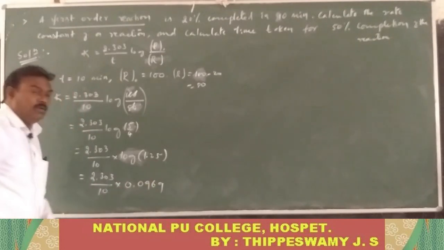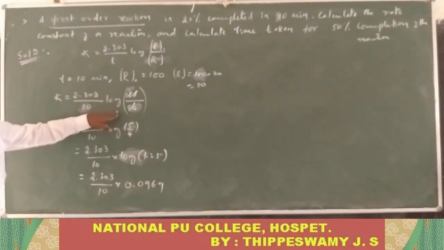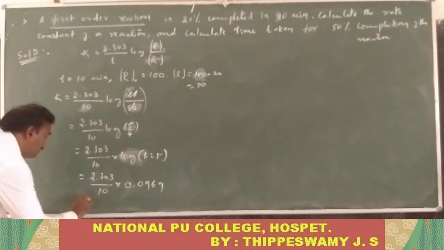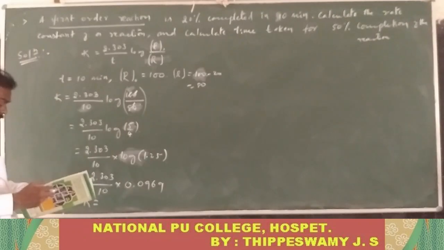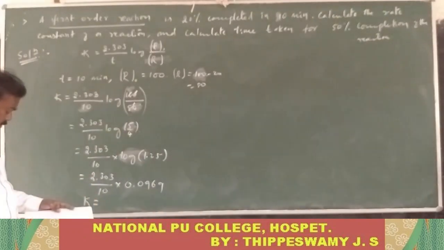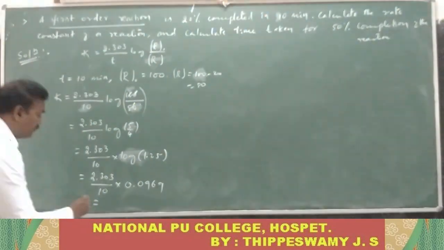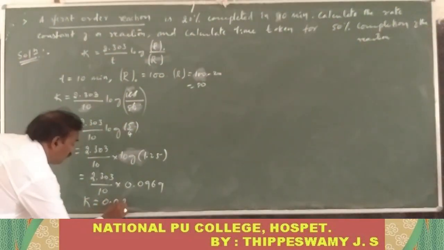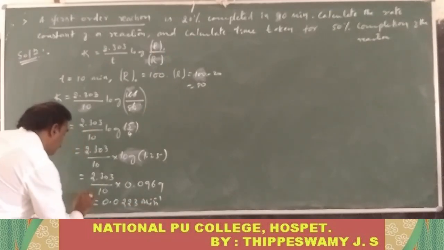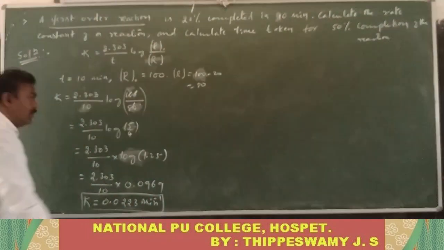You are getting... okay, no? So these are all important only. Carefully you have to complete this one. By substituting the values, what is the value of K you are getting? The value of K is equal to 0.0223. 0.0223 per minute you are getting. This is the value of K.